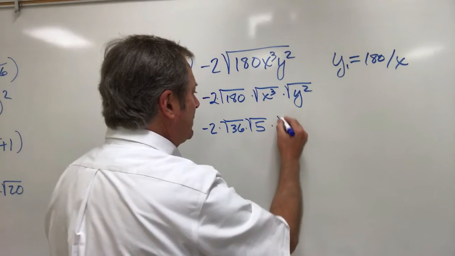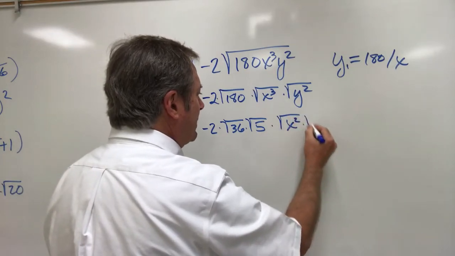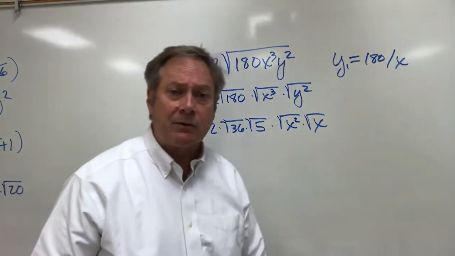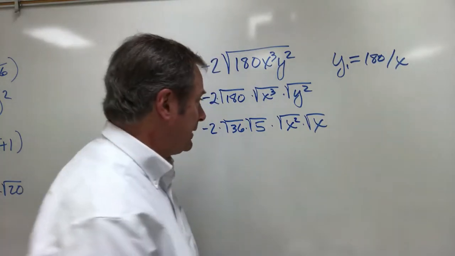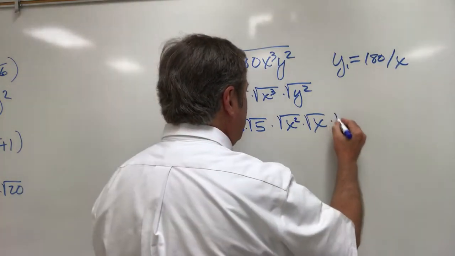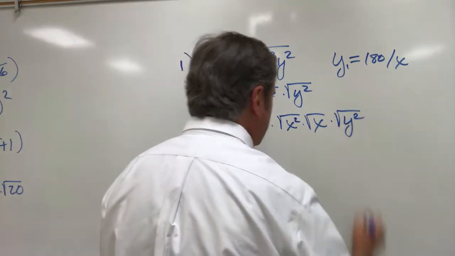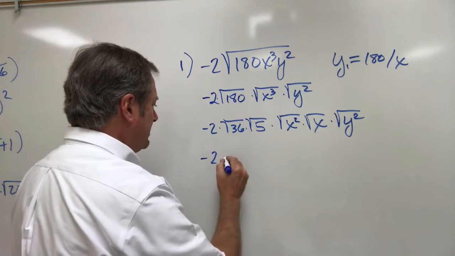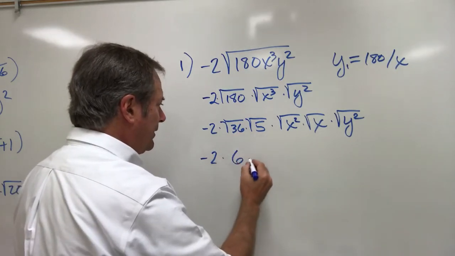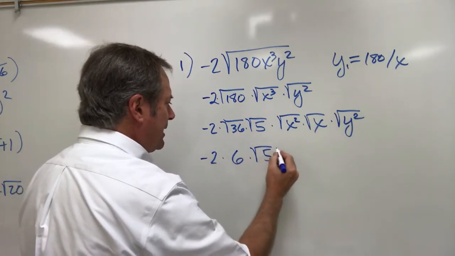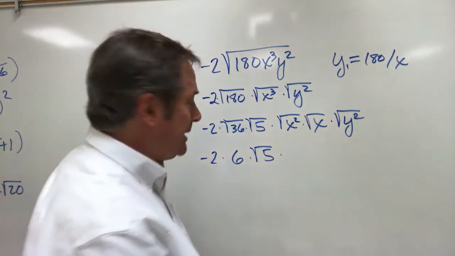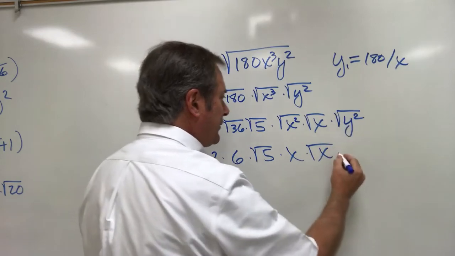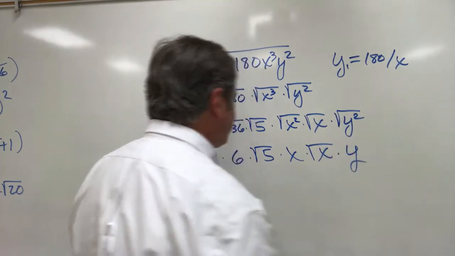Now, x cubed, we're going to break down into x squared times x to the 1, because x cubed is not a perfect square, but any even power is. And we'll leave square root of y squared just the way it is. Now, let's break it down. We got -2 times square root of 36 is 6, times the square root of 5. Square root of x squared is x. Square root of x is in simplest form, and the square root of y squared is y.